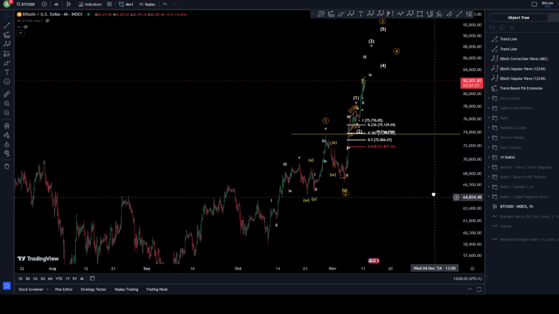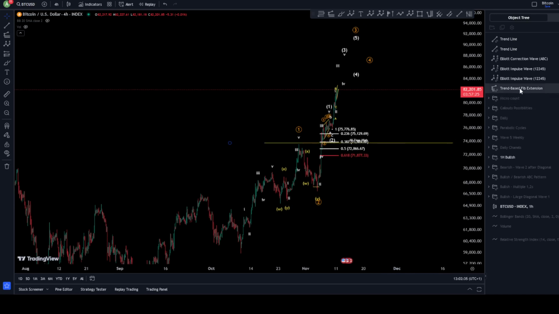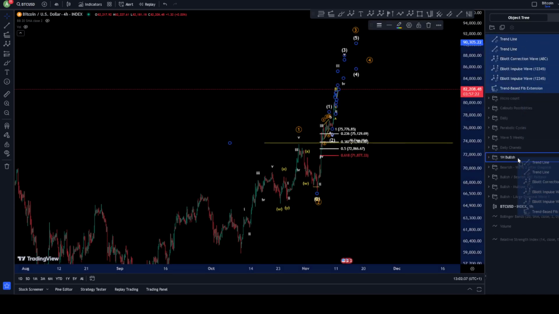So that was it for Bitcoin, guys, on the weekly, daily, and the 1 hour chart.